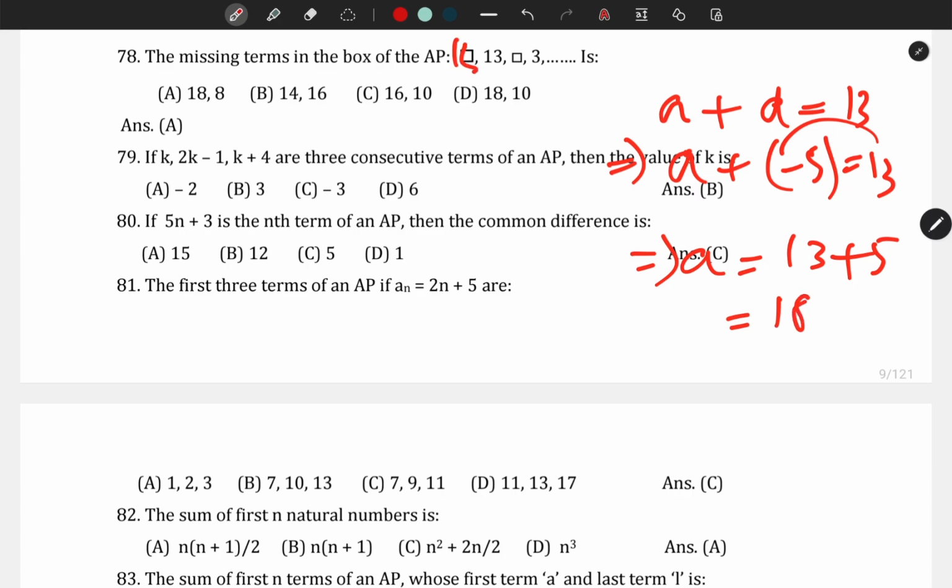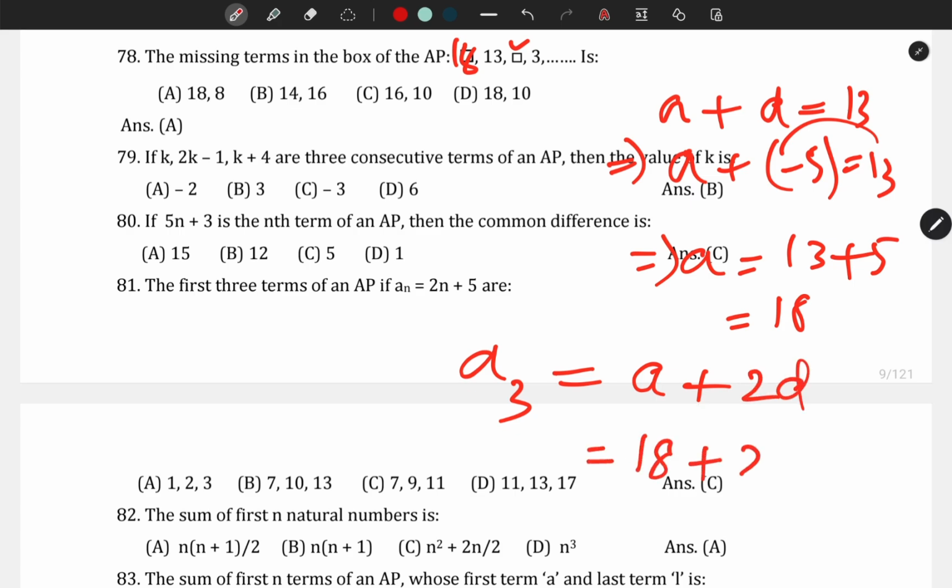So here we'll have 18, and we have to find the third term. The third term will be given by a plus 2d. So a we got 18, plus 2 times d, d we got minus 5. So 18 minus 5 twos are 10, 18 minus 10 is 8. So the correct option is 18 and 8.